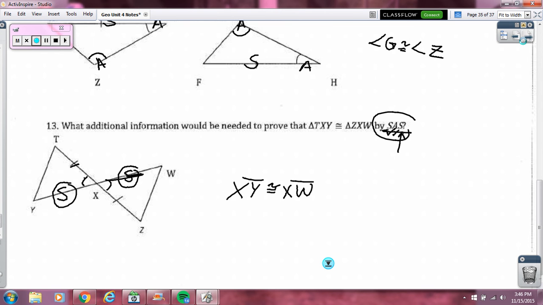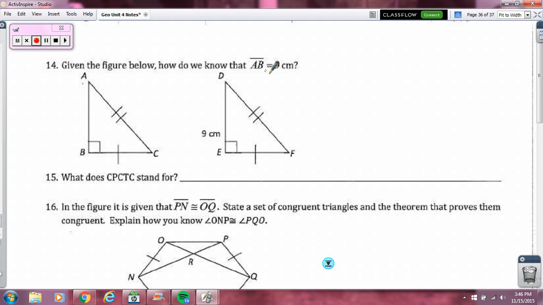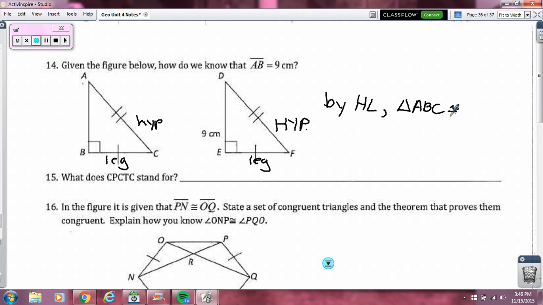Cool, moving right along. Given the figure below, how do we know that AB is 9 centimeters? Alrighty, well, let's see. I've got these two triangles, and I see that they're right triangles, and I've got a leg and a hypotenuse that they both have in common. So by hypotenuse leg, triangle ABC is congruent to triangle DEF. Cool, so I know that the triangles are congruent now because I used one of my big 5 theorems.